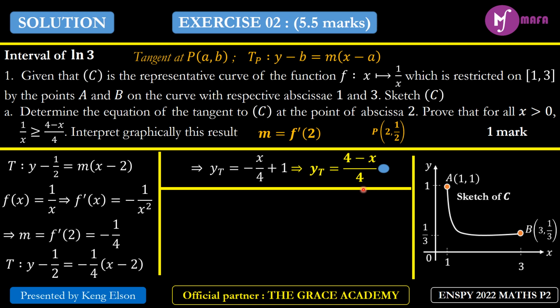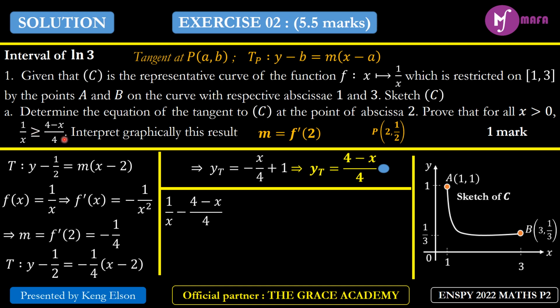Now the second question is asking us to show that for all x greater than 0, 1 over x is greater or equal to (4 minus x) over 4. So it is always difficult to compare two functions, but it is easier to compare a function to 0. So if I subtract (4 minus x) over 4 from both sides, proving that 1 over x is greater than (4 minus x) over 4 is equivalent to proving that 1 over x minus (4 minus x) over 4 is greater or equal to 0.